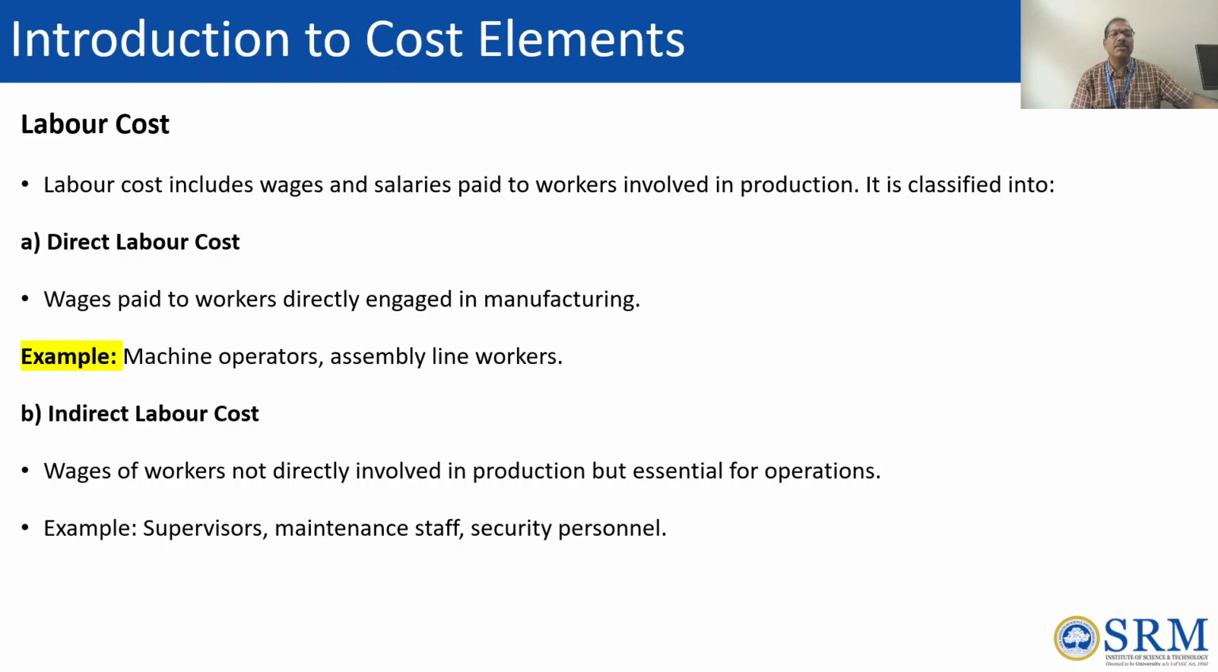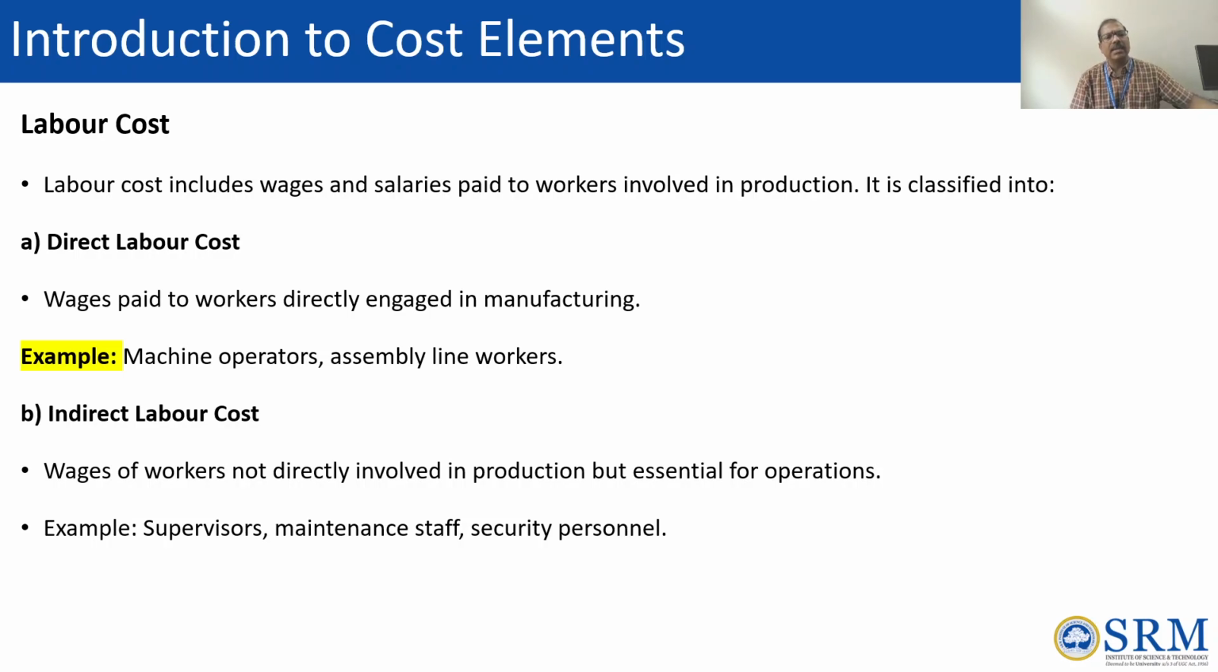Direct labor cost is wages paid to workers directly engaged in manufacturing. For example, a machine operator, an assembly line worker, someone who is directly handling the product. In the packaging industry, it means the person who takes that and delivers it to someone. Inspection, in the sense of who is handling the component and checking for quality. For them we are paying some salary. That all comes under direct labor cost.